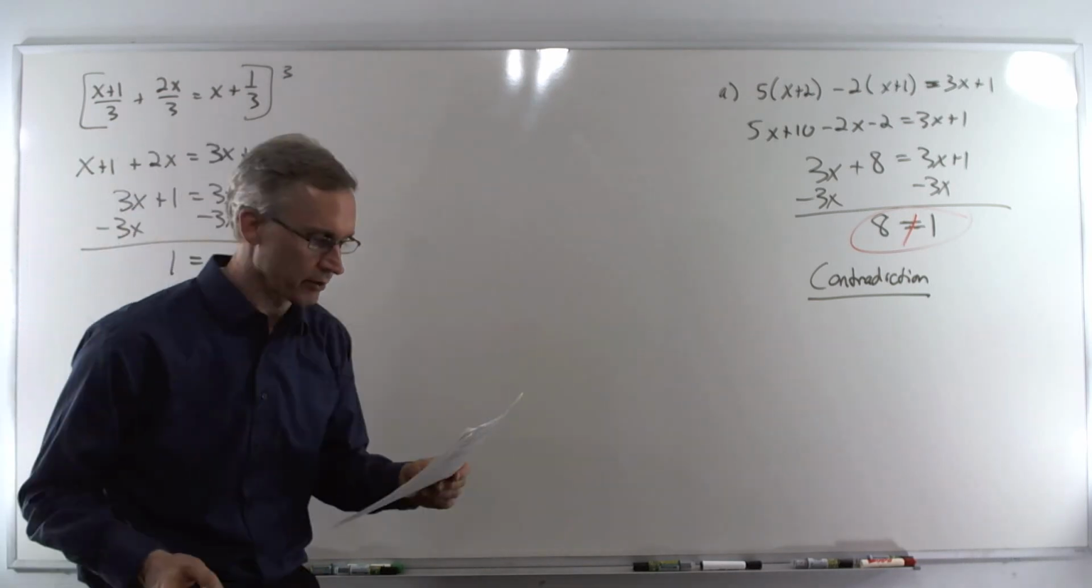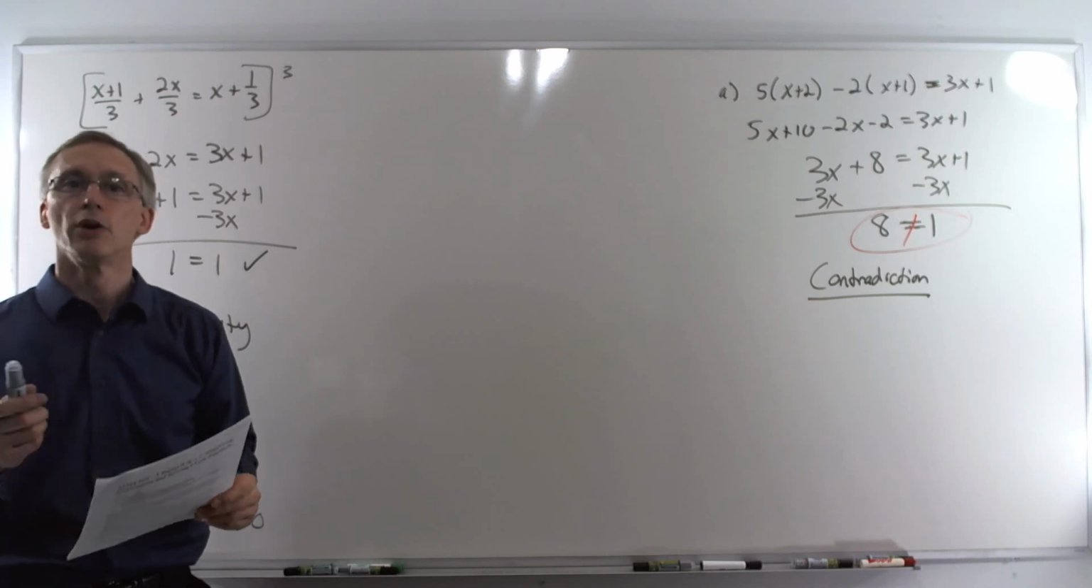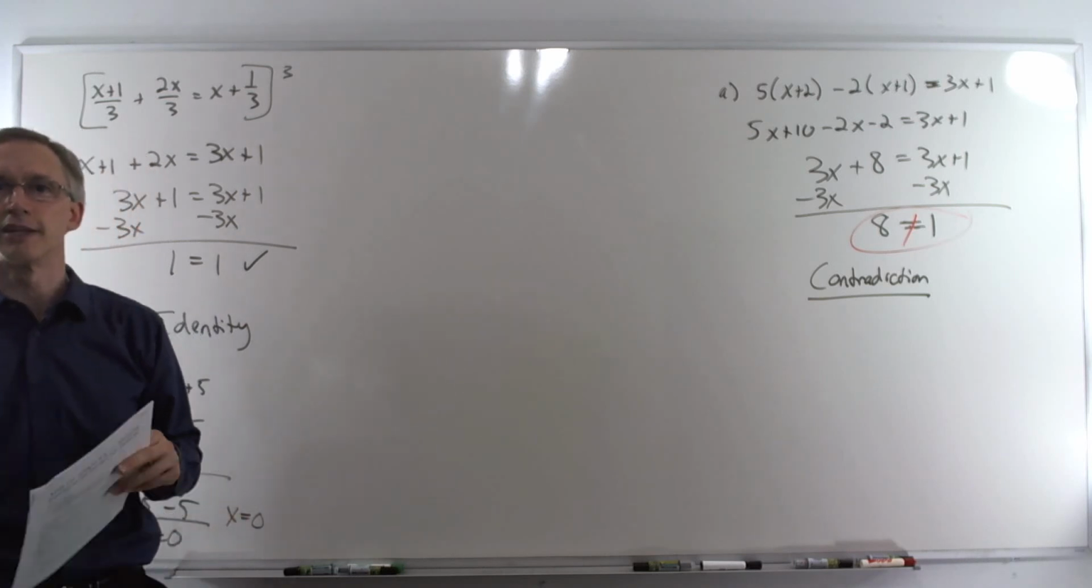All right, your turn, number 13. I'd like you to solve all 3 of those and figure out which one's the identity, which one's the contradiction, and which one is the conditional.